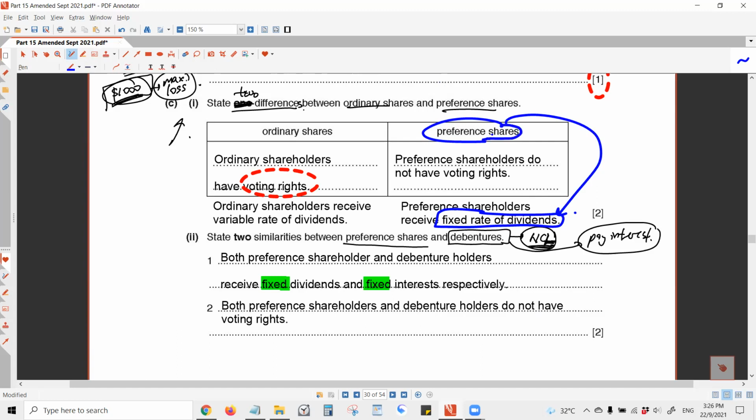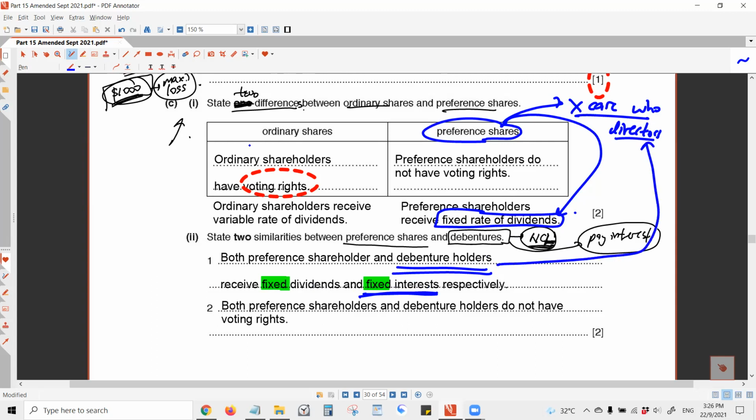So preference shareholders don't care who the directors are who run the company, because whether the company has been doing well or badly, they still get the fixed dividend. Same goes for debenture holders. They get fixed interest every year, regardless of how well the company has been doing, so they also don't care who runs the company.